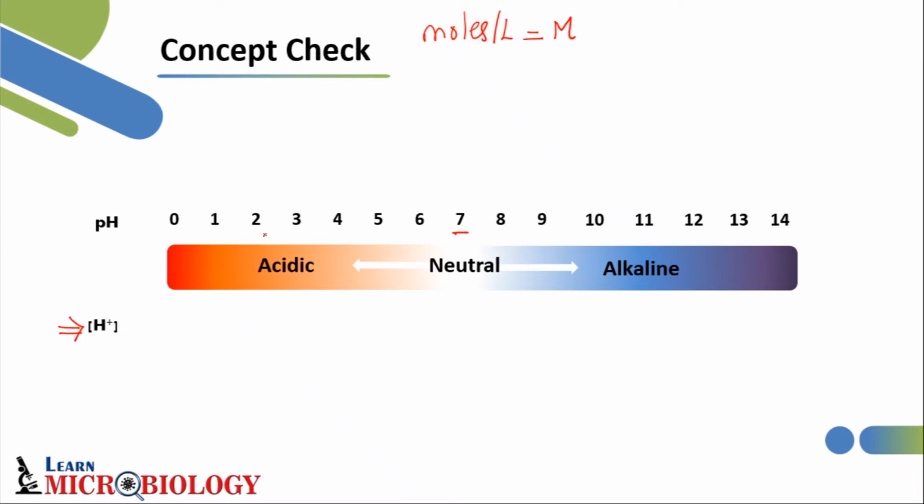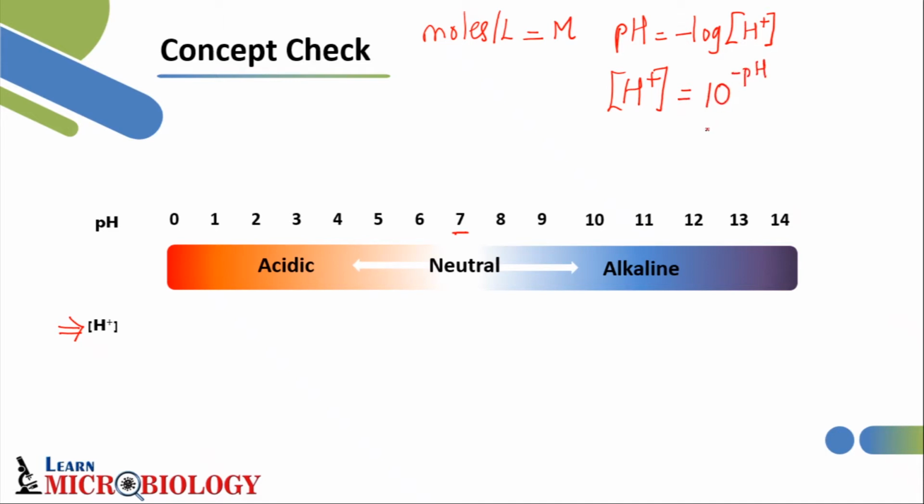Now if you want to calculate the hydrogen ion concentration from the given pH, we should know the formula for pH, and that is pH equals minus log base 10 of hydrogen ion concentration. So if hydrogen ion concentration is provided, we can easily calculate the pH from this formula. And if we have to calculate the hydrogen ion concentration and pH is provided, then you can use this formula: the hydrogen ion concentration will be equal to 10 raised to minus pH.